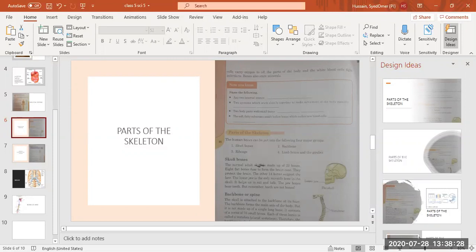Your backbone is attached from the skull. The backbone is the axis of the body, and it consists of a series of 33 small bones, and the backbone is known as vertebral column.